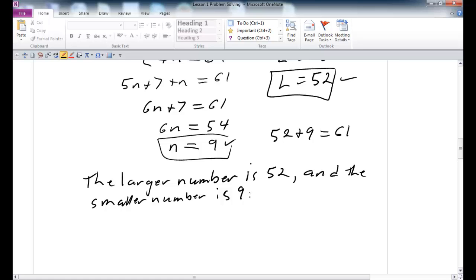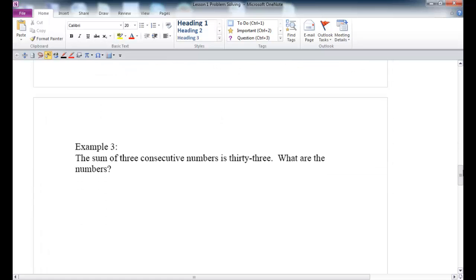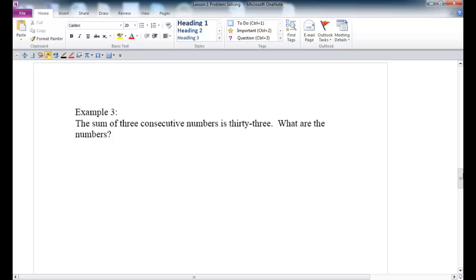Let's do a couple more together. Here's one for you to try. Pause the video, see if you can set it up. The key to this one is 3 consecutive numbers. See if you can come up with a good plan for setting up those consecutive numbers. Here's what I do to set up consecutive numbers. I'm going to say let n equal the first number.